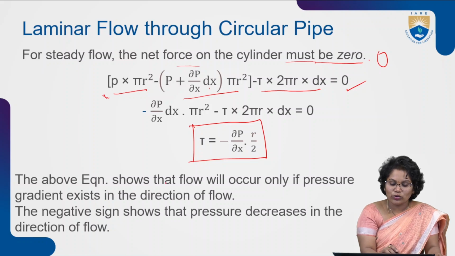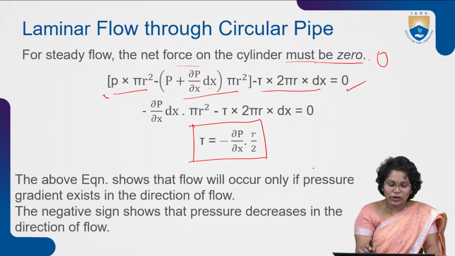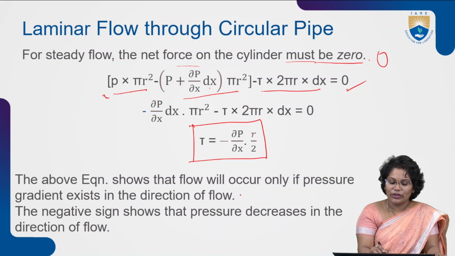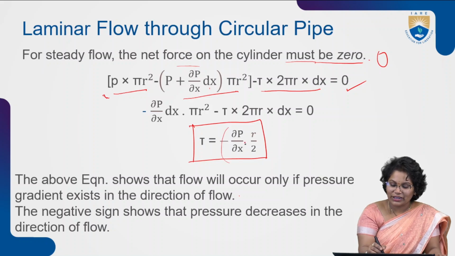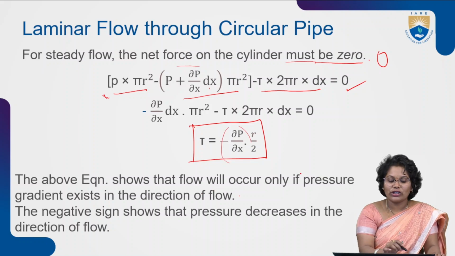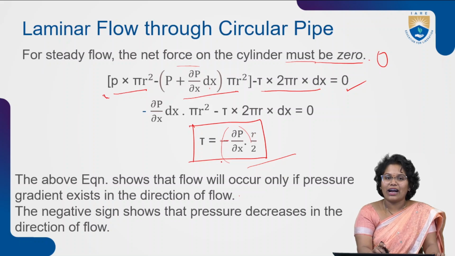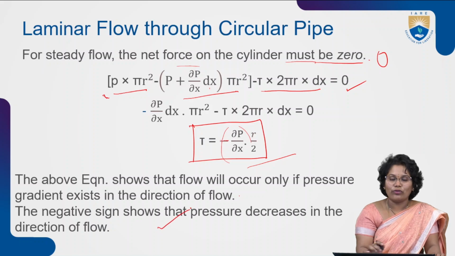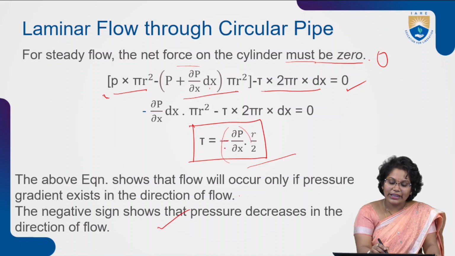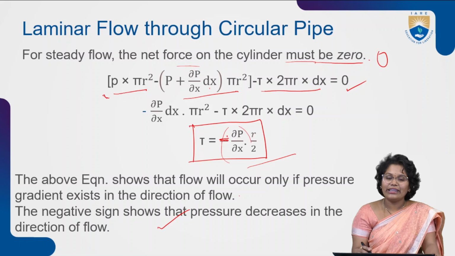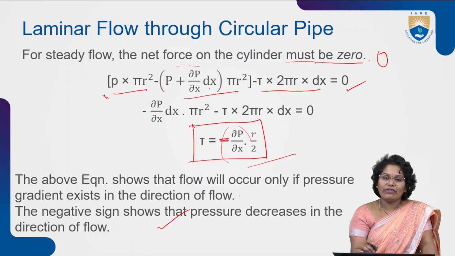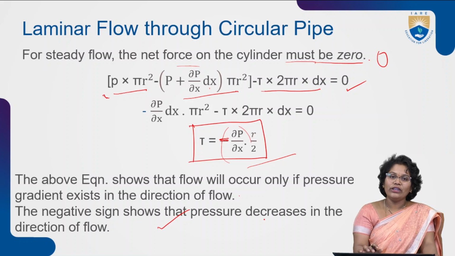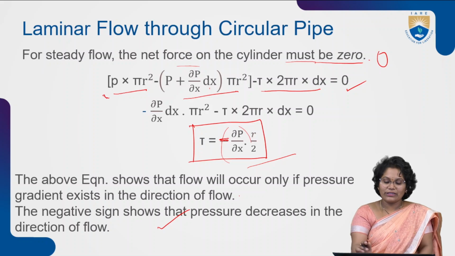The above equation shows that flow will occur only if a pressure gradient exists in the direction of the flow. And here we also see the negative sign. The negative sign indicates that there is a decrease in the pressure in the direction of the flow in a circular pipe.